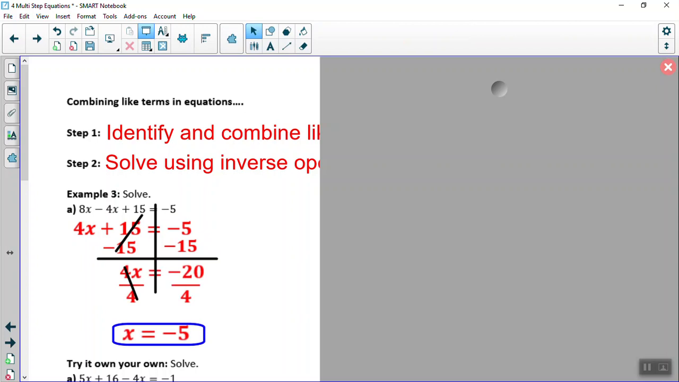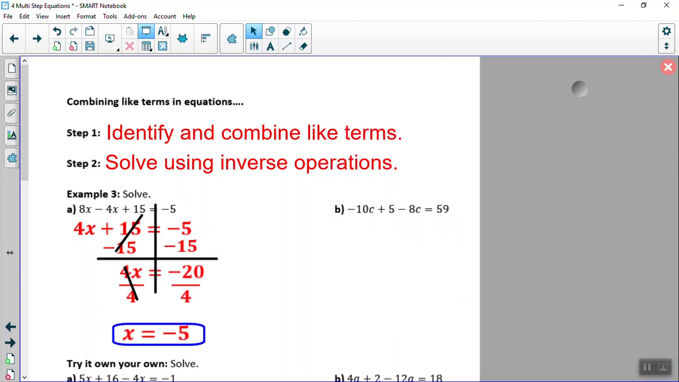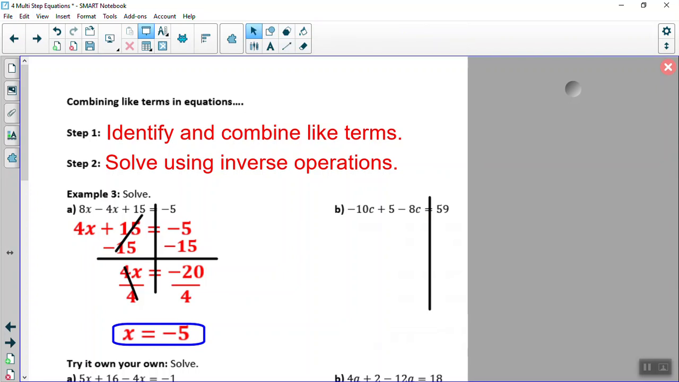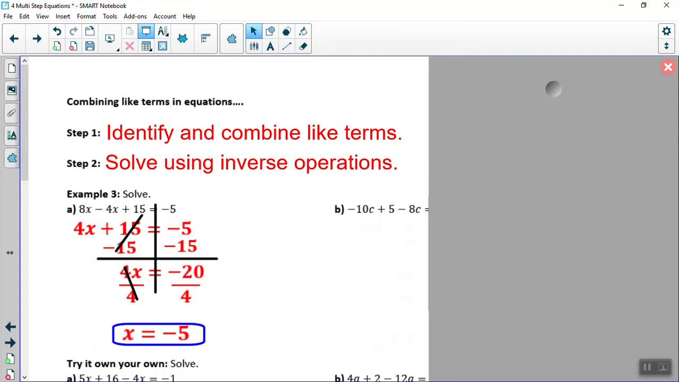All right, let's take a look at the next example. So I'm going to do the same thing here. I'm going to draw my line, and my line, remember, is that wall. But sometimes it is nice just to cover up the one side, so I can put all of my focus here. So this time, my like terms are that negative 10c and that minus 8c. So this is where, if you want to, you can use that strategy that I taught you, group them. You can rewrite them in a different order, or you can just do the math from where they are.